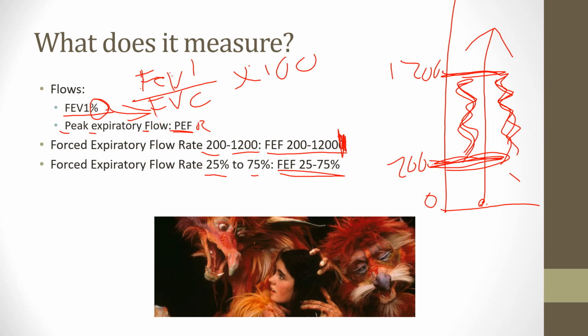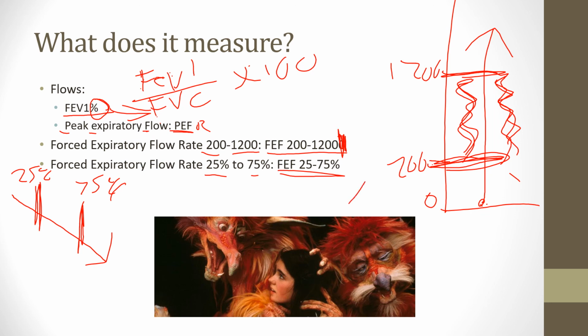Now, what about the 25 to 75%? And there's better graphs here. The 25 to 75% is someone exhaling, and I'm just going to draw a down arrow. Someone is exhaling, so that arrow is going down. I'm going to take 25% of this arrow and the 75% mark. So 25% and 75%, and I'm just going to use those marks. And this is as I'm exhaling.